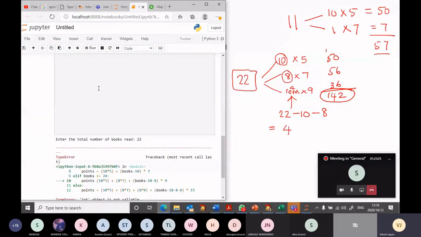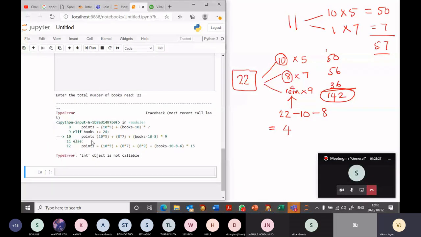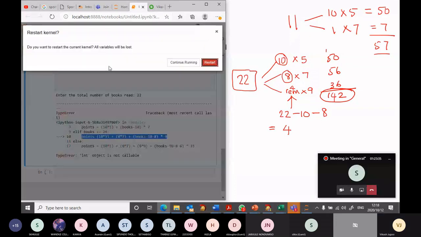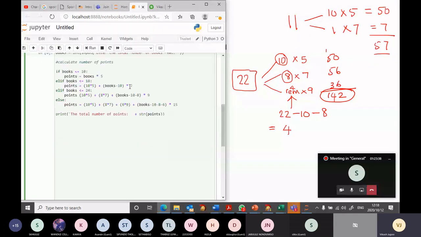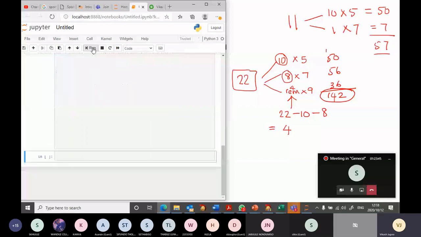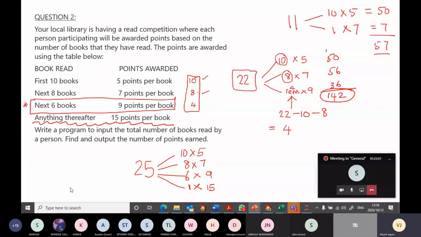And I'm getting an error. So there's something wrong in that calculation, right? And I can see immediately the equal to sign is not the equal to sign. You probably picked it up as I was typing. I'm sure you've picked it up. So I corrected it, 22, and there we are, 142 points. So that works.